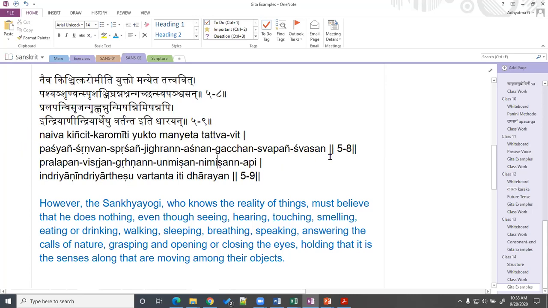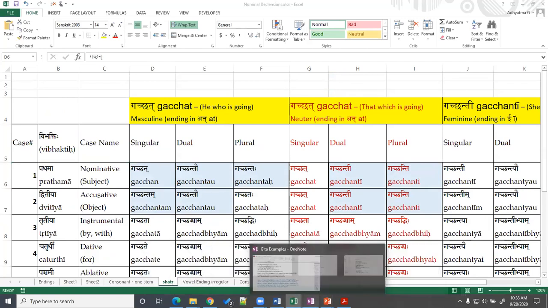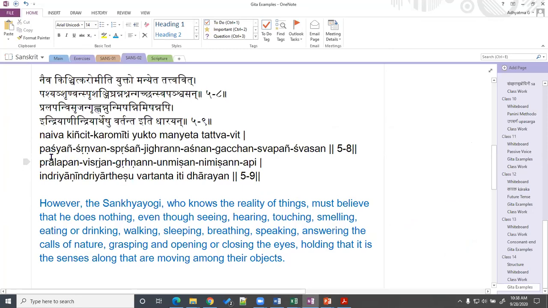This is just a series of nominative singular of the present participle. Similarly to gachan, this is just a series of words in the present participle form. That means while seeing, while hearing, while touching, while smelling, while eating, while going, while sleeping, while breathing, while crying, while excreting, while taking in, while blinking. Among all these actions, the one who is a realized person understands that he does not do anything. All these actions are just happening. So this is a very interesting verse, and it is just a series of present participle nominative singular forms that are used.